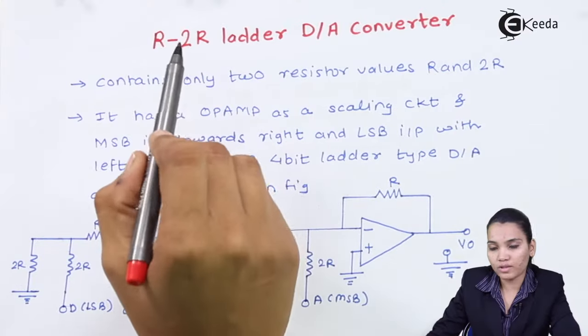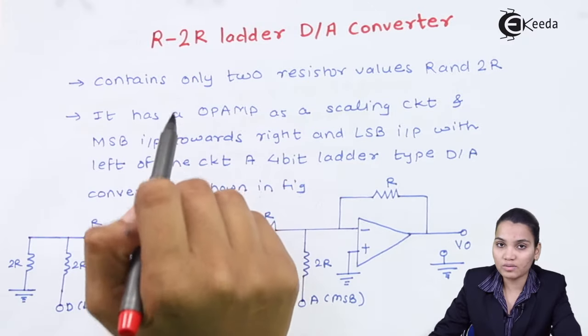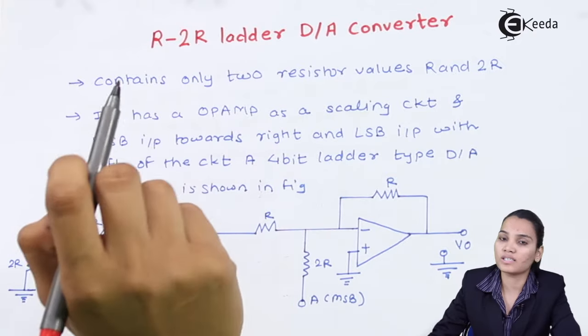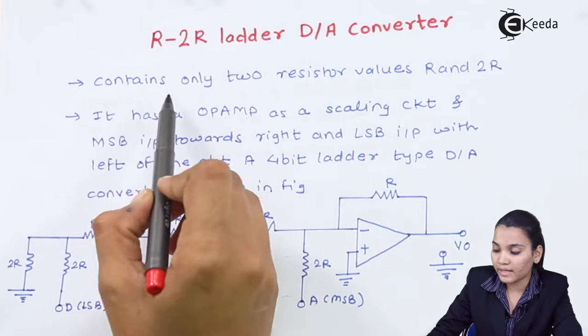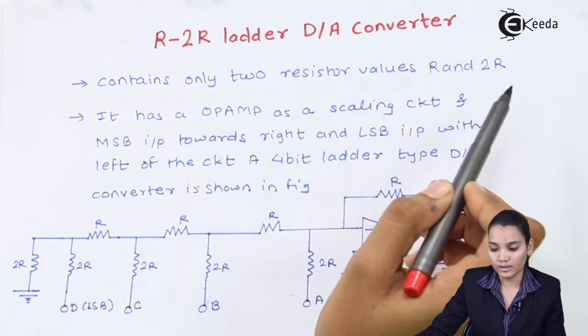Now, what is the difference between the previous converter and this converter? In the previous converter, we have seen the values of the resistance are different. But here, the values of the resistance will always be the same. So the first very important point is, it contains only two resistors, that is the value R and 2R.